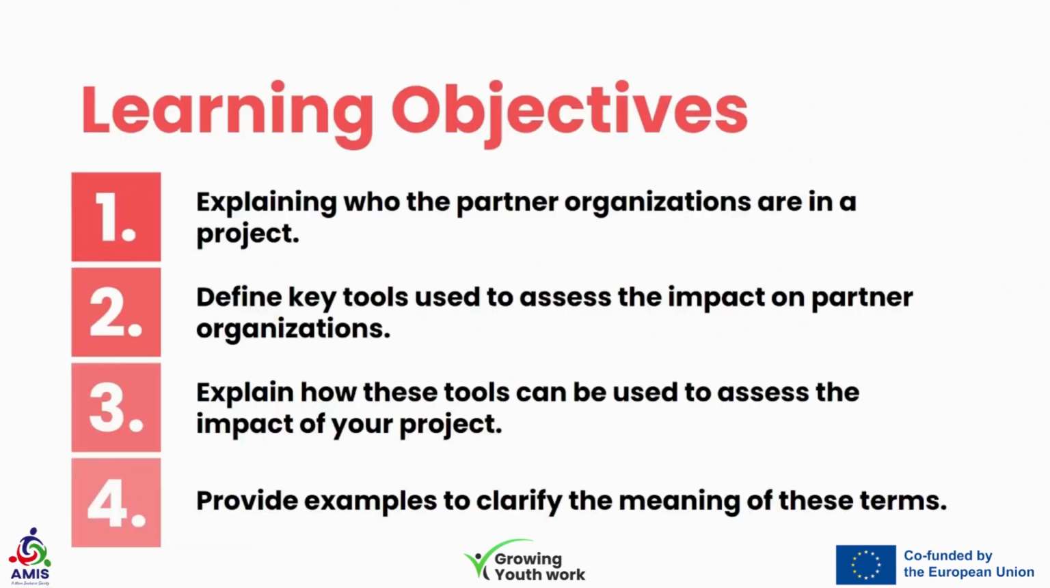There are 4 main learning objectives in this part of the module. 1. Explaining who are the partner organizations in your project. 2. Defining key tools to assess the impact on these partner organizations. 3. Explaining how these tools can be used to assess the impact of your project. And 4. Providing examples to clarify the meanings of these terms and tools.